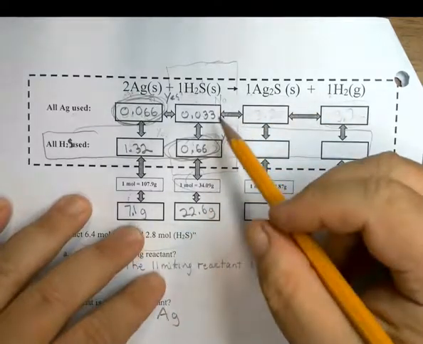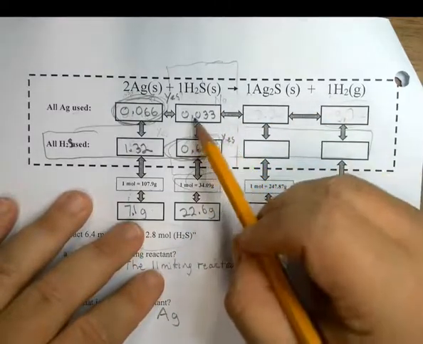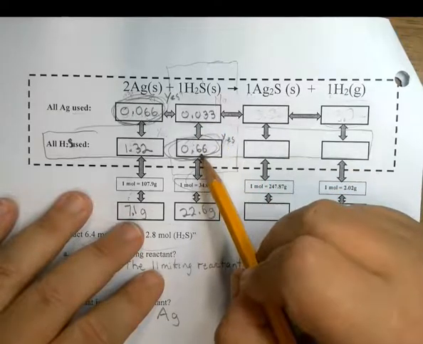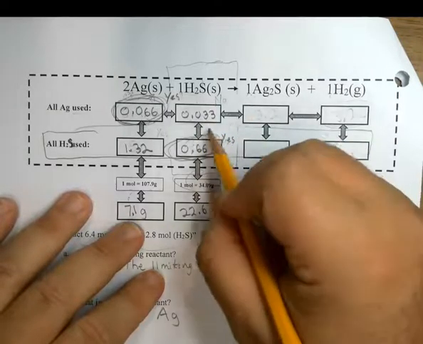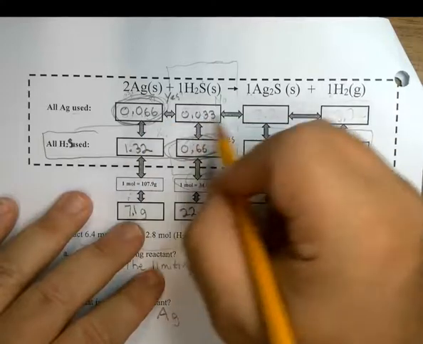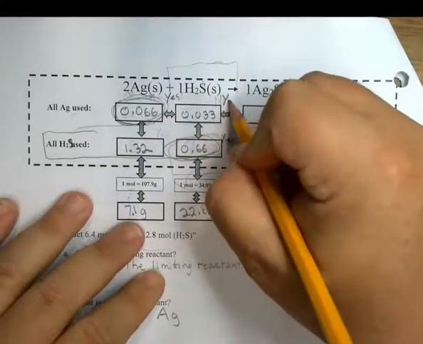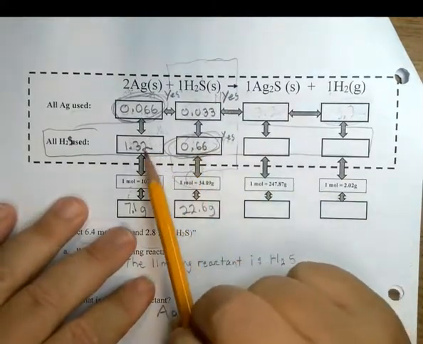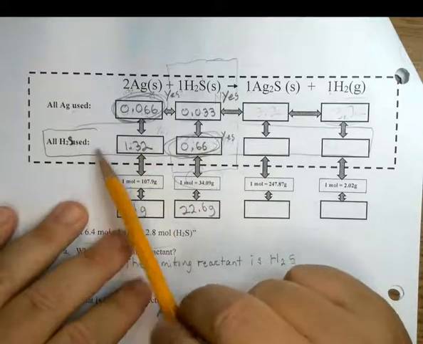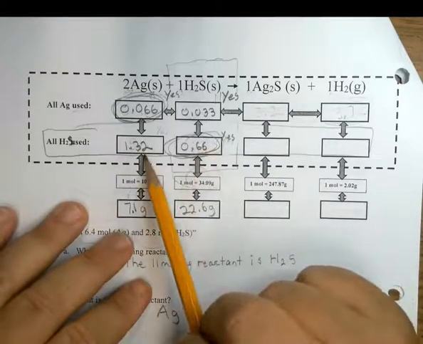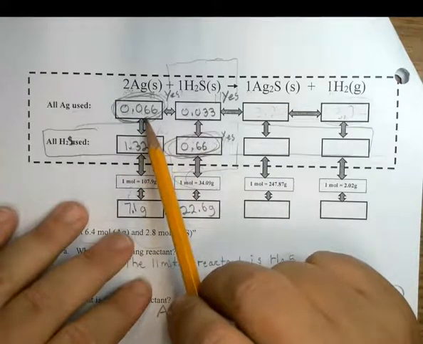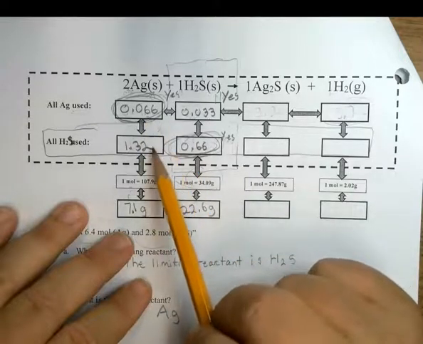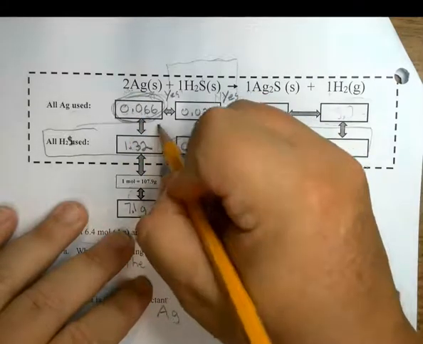Okay, how about this one? Do we have at least 0.033 moles of H2S? Well, yeah, we have a heck of a lot more than that. We have 0.66. So we have at least this much to make this reaction up here work. So the answer is yes on this one. How about down here? Do we have at least 1.32 moles of H2S to make this reaction work? No. We only have 0.066. So we can't make this reaction work. We're going to run out. So this becomes a no.